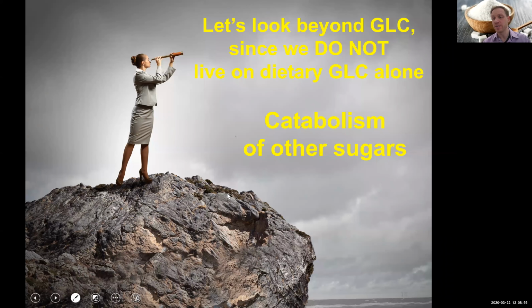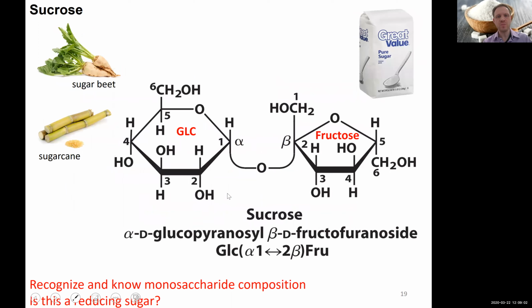All right, so let's look a little bit beyond glucose, right? We don't live off glucose alone. How about some of the other sugars? So one prominent example that you will have in your food every day is sucrose, right? So that's your table sugar. It's highlighted here. We already spoke about it when we talked about reducing versus non-reducing sugars. And you should be revisiting that. If this doesn't ring a bell, go back to that lecture and familiarize yourself with how we can distinguish reducing and non-reducing sugars.